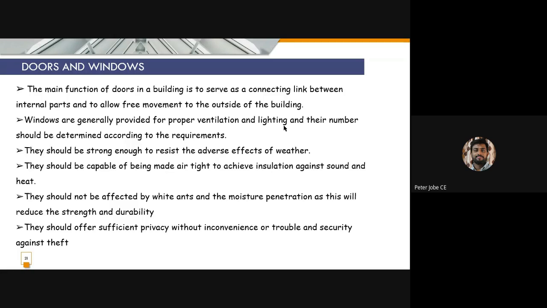Next point, they should be capable of being made airtight to achieve insulation against sound and heat. They should not be affected by white ants and moisture penetration, as this will reduce the strength and durability. They should offer sufficient privacy without inconvenience or trouble, and security against theft. So these are the functions of doors and windows.